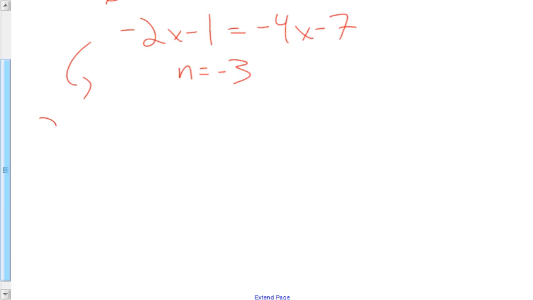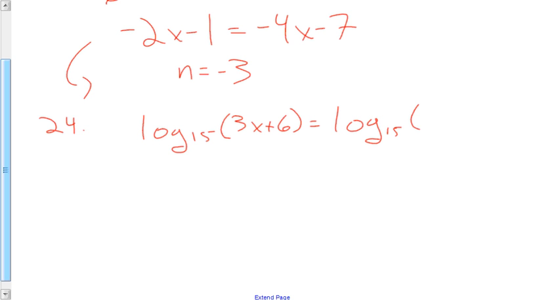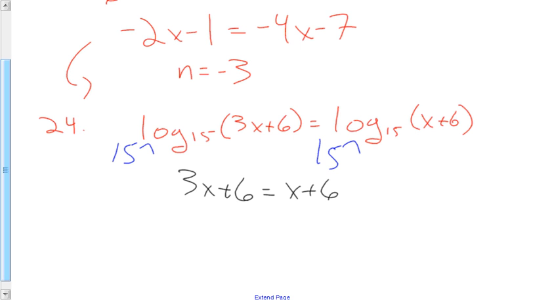For 24, it's very similar. Since each side of the equation is just one log and nothing else, just a log, we can exponentiate. In this case, we want base 15, because then those logs would cancel and we will be left with just the inside of the logs. Here we'll move things around and we'll get that x is 0.